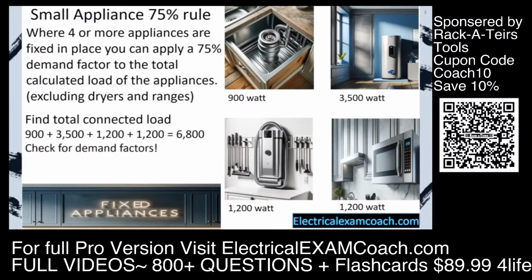Step 1 in all load calculations is to get the total connected load. Then we're going to check for demand factors. And in this case, we can apply the 4 or more 75% rule. We take 6,800 multiplied by 0.75, and that gives us a new reduced load of 5,100 watts. And that's what we would take and add to our whole home load calculation.